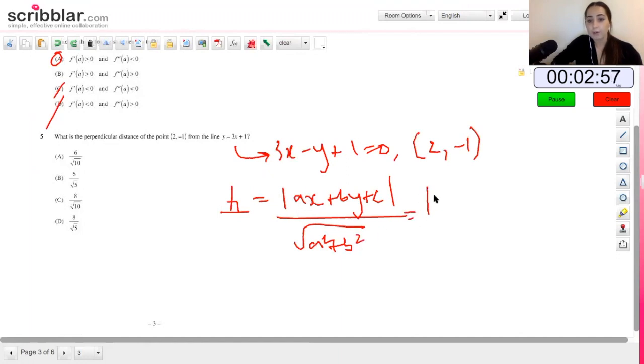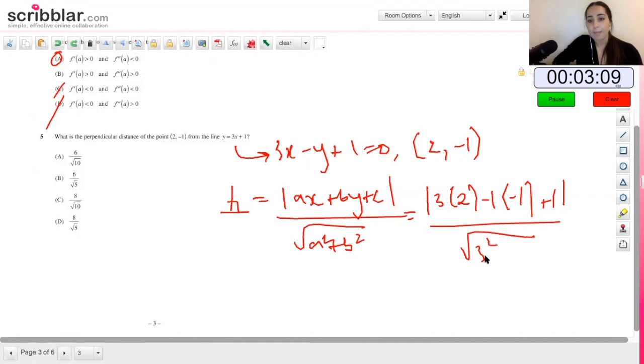So a is the coefficient of x times the x coordinate, plus b is negative 1 times negative 1, plus 1, all over the square root of a squared, which is 3 squared, plus b squared, which is negative 1 squared. I pop that into my calculator. 6 plus 1 is 8 over the square root of 10, leaves me with option C.